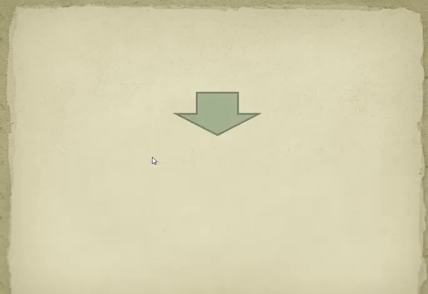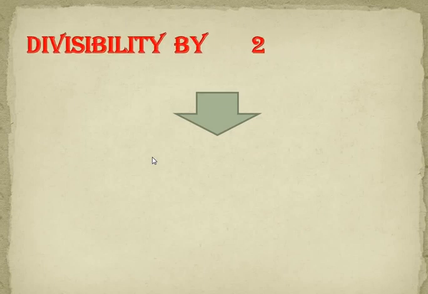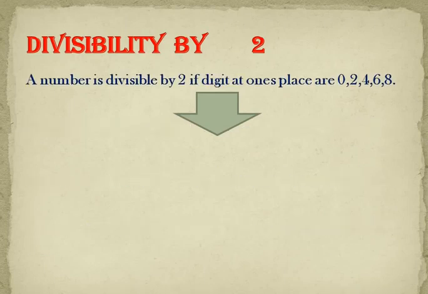For this magic to work, we have certain rules that we have to follow, and for the different numbers we have different rules. The first rule is for divisibility by 2, and the rule is: a number is divisible by 2 if the digit at ones place is 0, 2, 4, 6 or 8.